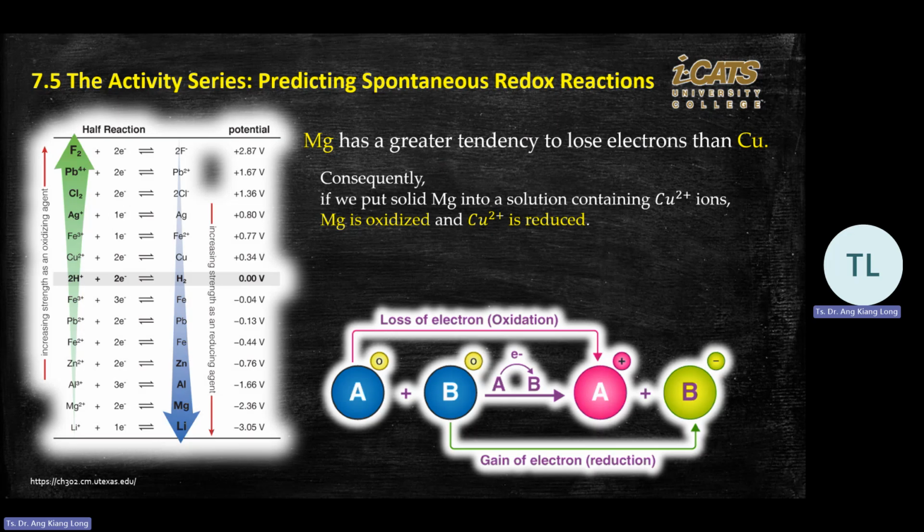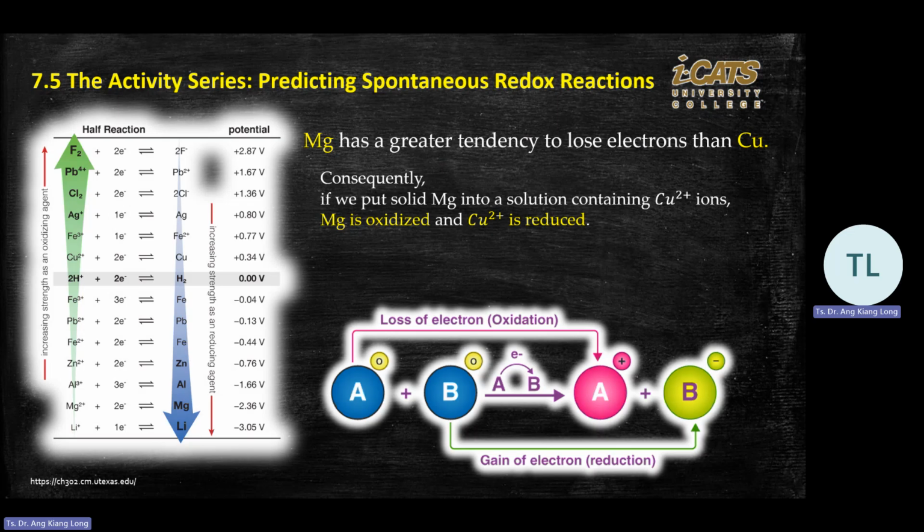Magnesium is below the last two elements. Copper is above the magnesium. So magnesium will have a greater tendency of losing electrons than copper. You see magnesium is minus 2.6 V. Here you see increasing strength as a reducing agent.